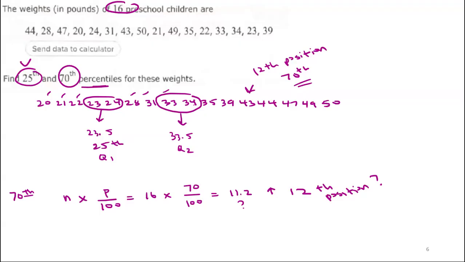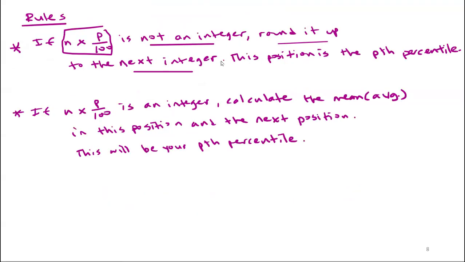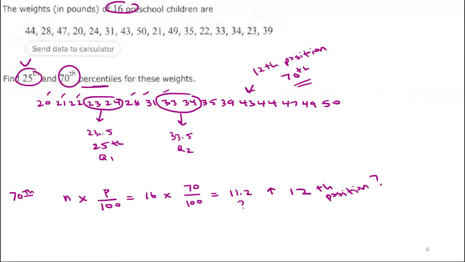Okay, so let's say for rule number 2, it says, if it is an integer. If our result was an integer, so instead of 11.2, it was 11. So 11 is an integer. So this is for rule number 2. What do we do? So we go to the 11th position, which is 39. This will be the 11th position.